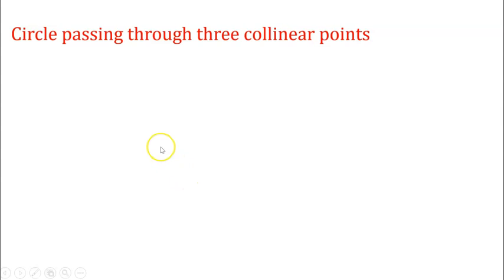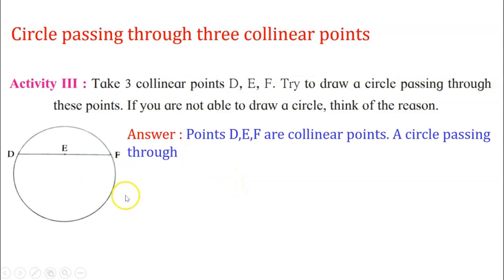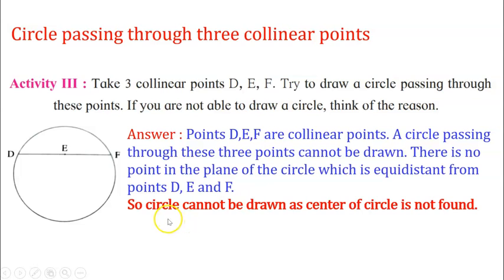Now the circle passing through three collinear points. Take three collinear points D, E, F. Try to draw a circle passing through these points. If you are not able to draw a circle, think of the reason. Now see the answer. The points D, E, F are collinear points. A circle passing through these 3 points cannot be drawn. There is no point in the plane which is equidistant from D, E and F. So the circle cannot be drawn as the center of the circle is not found.